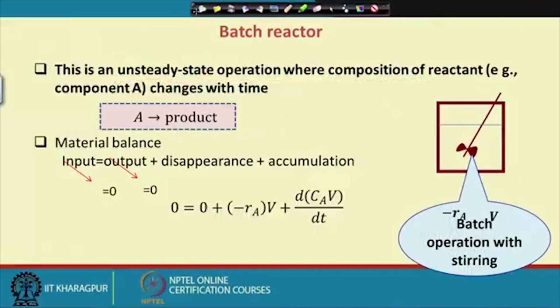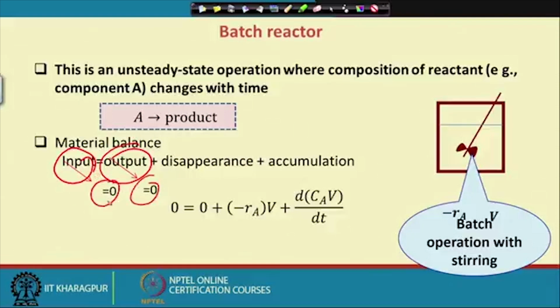Now, if you put this in the previous formula, how can we write the input? I told you in the batch system, we take the material at a time, allow it to react, and after the reaction is over you take it out. So the input and output should be equal to 0, am I right? There is no continuous input or continuous output from the process.